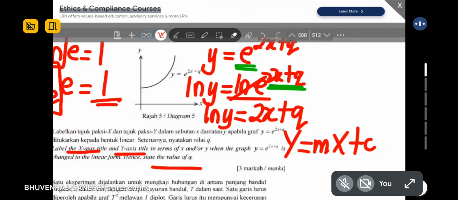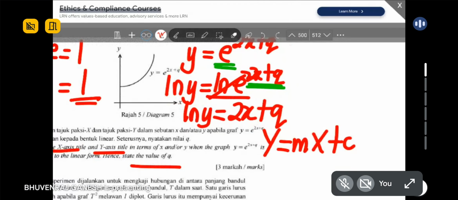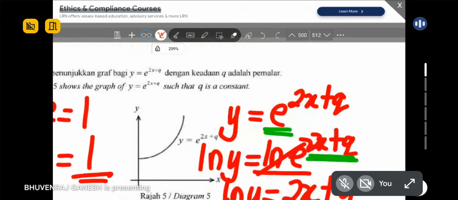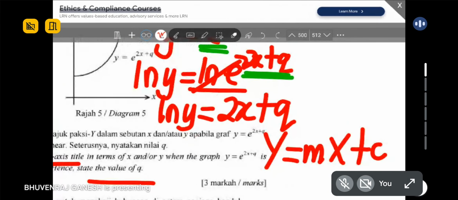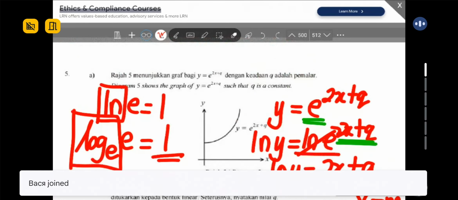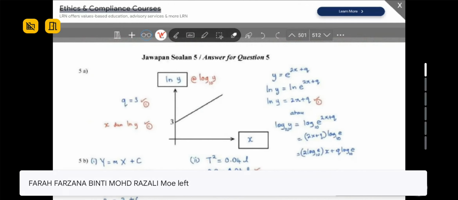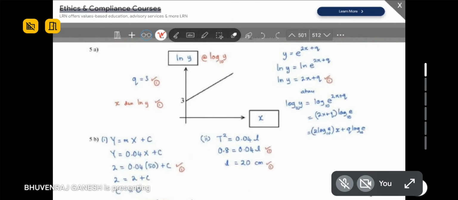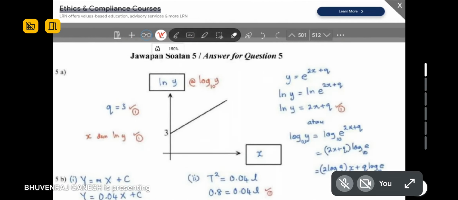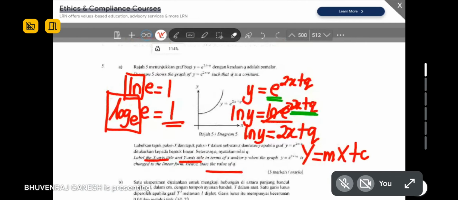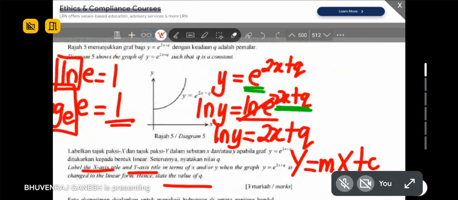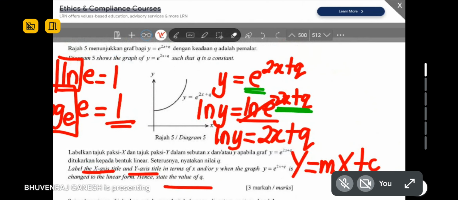Let me see. Okay, so you know that the gradient is 2, right? Kecerunan dia 2. Wait, did they give enough information here? Feel like not enough information. Let me see how to get 3 over here. Okay, this question, I think you guys cannot find the q. Tak boleh cari nilai q.